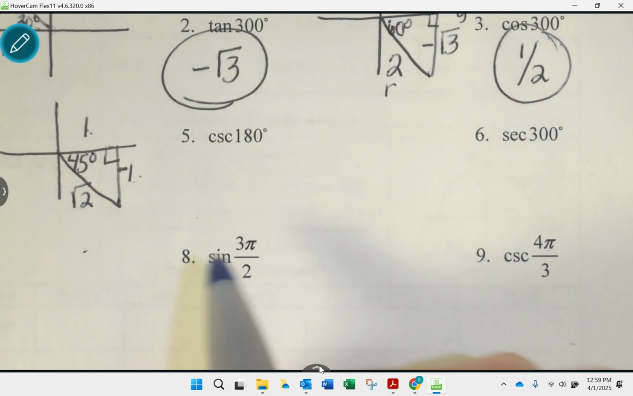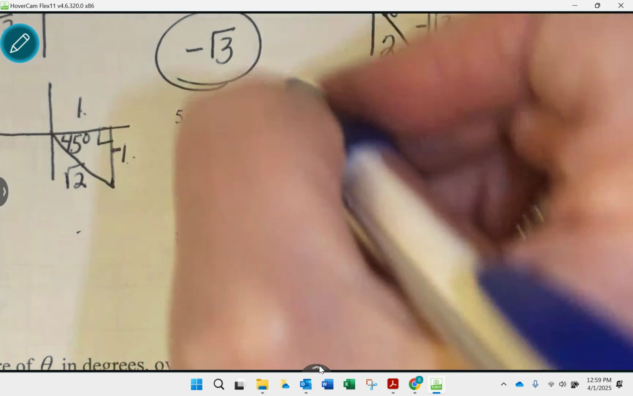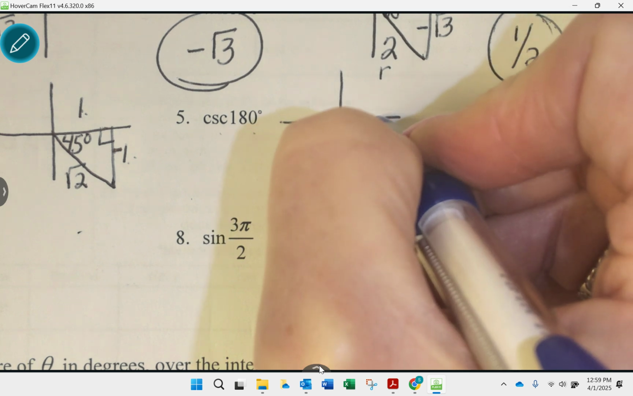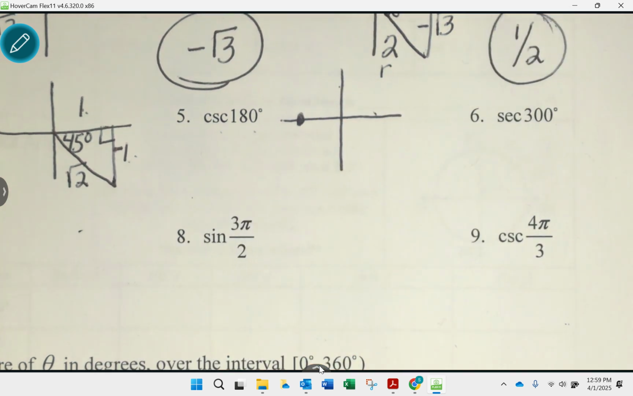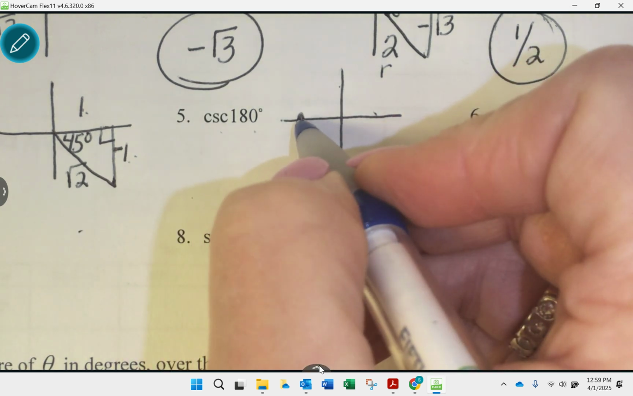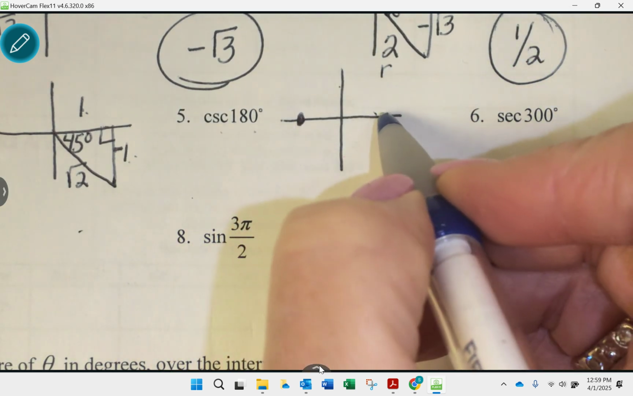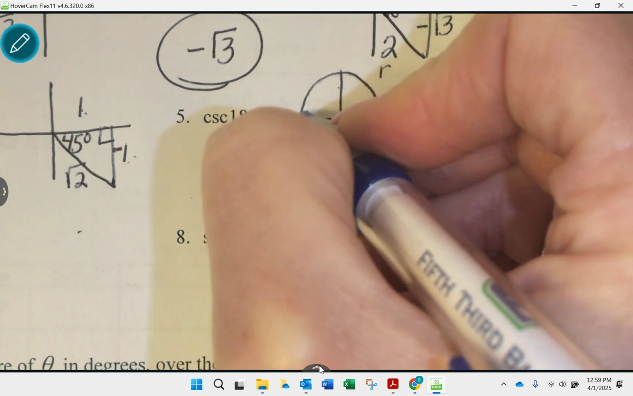All right, focus right here, guys. This is a different type. Cosecant of 180. If I go to 180, here's 0, 90, 180 is right there. I can't draw a triangle if I'm at 0, 90, 180, 270, 360. So I have to use a circle instead.